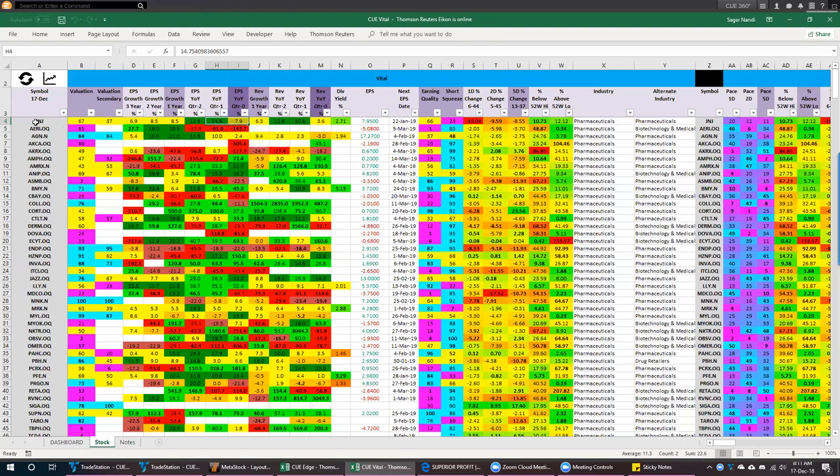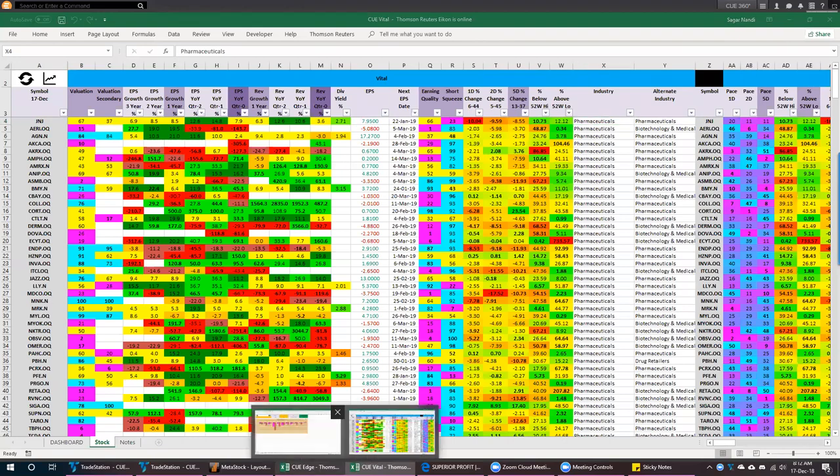Fundamentally, overall, we can say that it is in the middle. Not strong, not that weak also. Pays a small dividend, not very high, again in the middle, 2.7%. It was in the middle in terms of fundamentals. It's in pharmaceuticals industry. How is the industry? We can know that from QH.